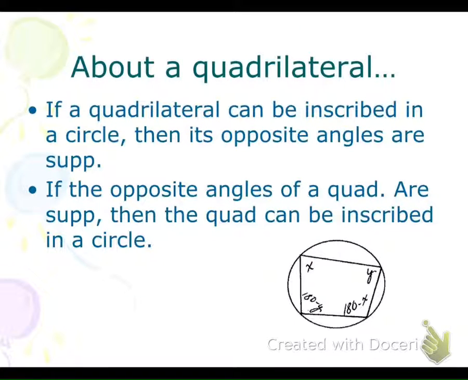Okay, so we have a quadrilateral. If a quadrilateral can be inscribed in a circle, the opposite angles are supplementary. What does it mean to be supplementary? Adds to 180. The opposite of this is if the angles are opposite of each other in a quadrilateral and they're supplementary, then it can be inscribed in a circle. So if the opposite angles are supplementary, we can inscribe it. And if it is inscribed, then we know the opposite angles are supplementary.